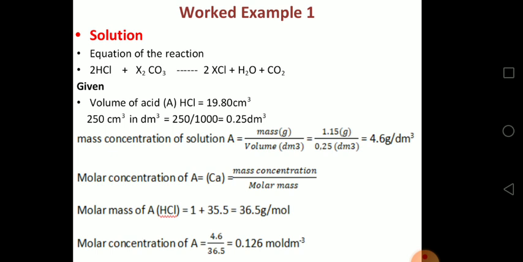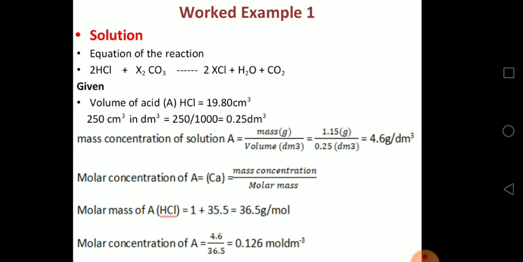Now, here is the solution. You need to establish or write the balanced chemical equation of the reaction. From the chemical reaction, we have 2 moles of the hydrochloric acid reacting with 1 mole of the trioxocarbonate(IV) salt to give 2 moles of salt with unknown element X, and water and carbon dioxide.